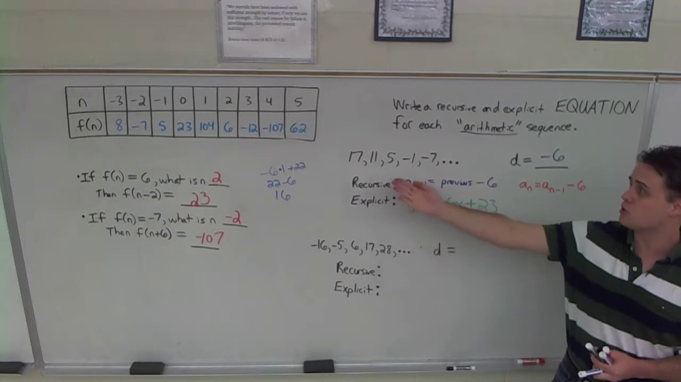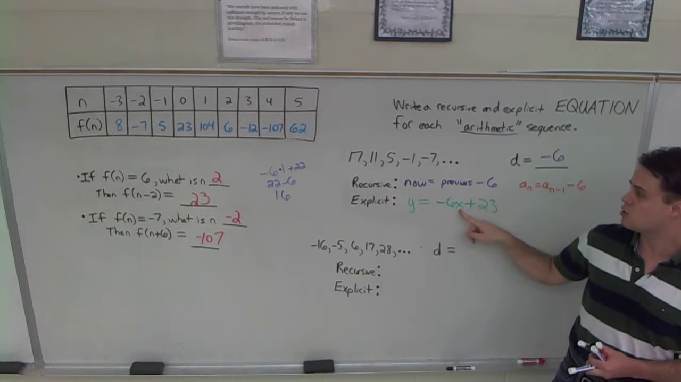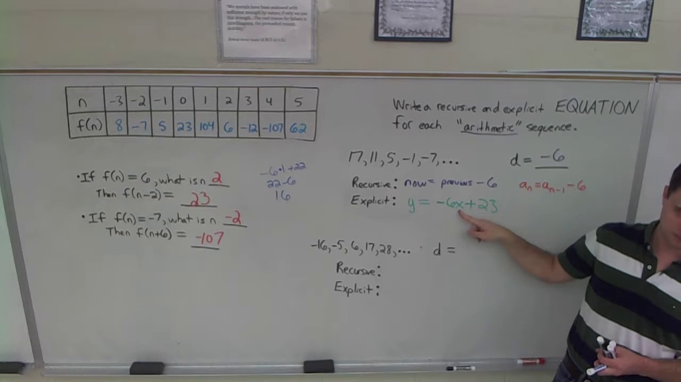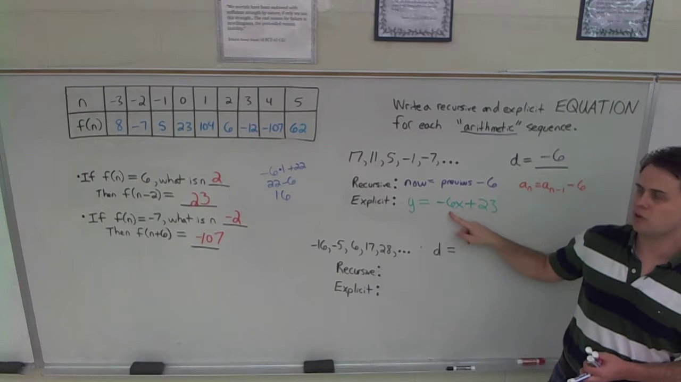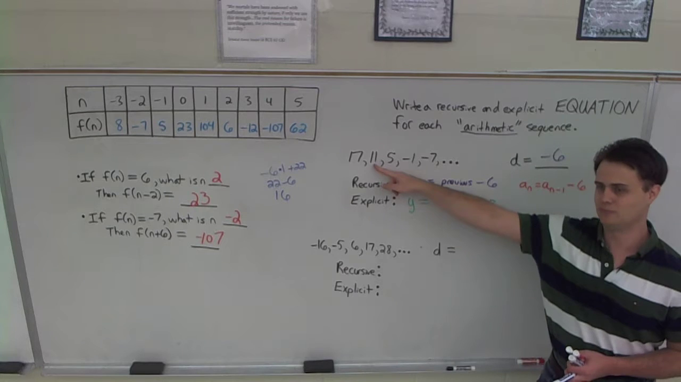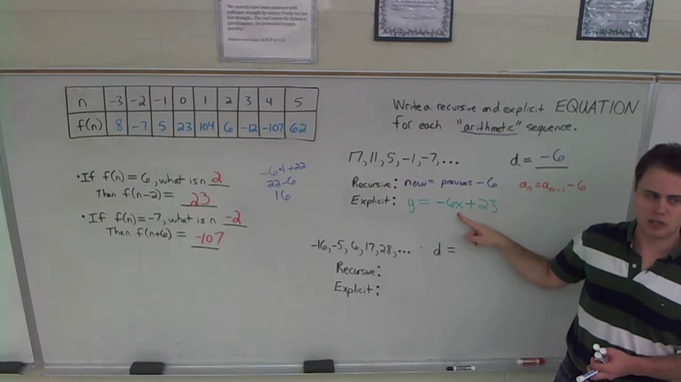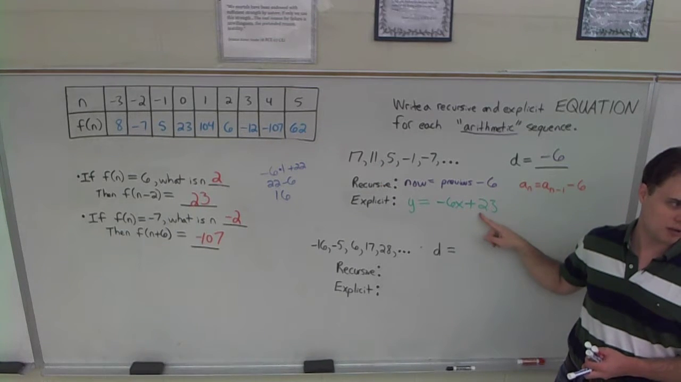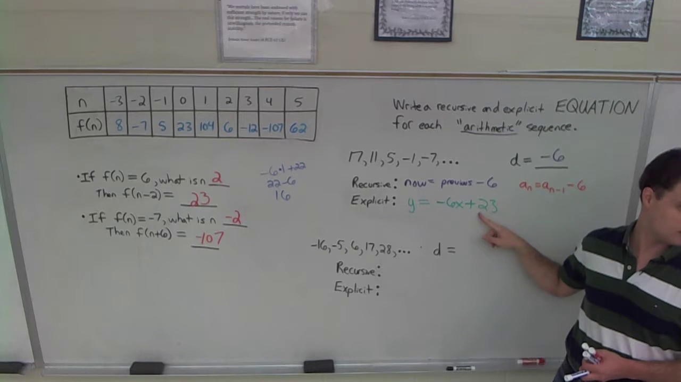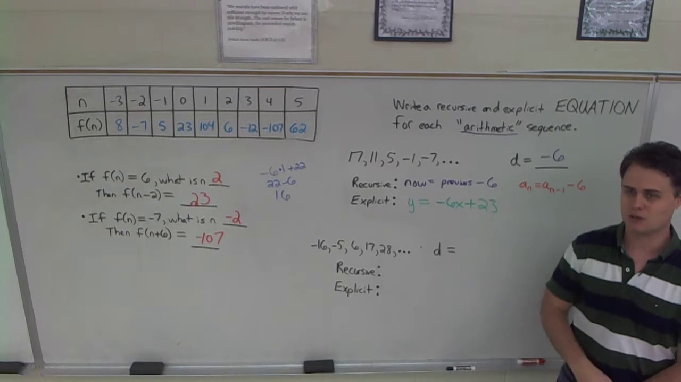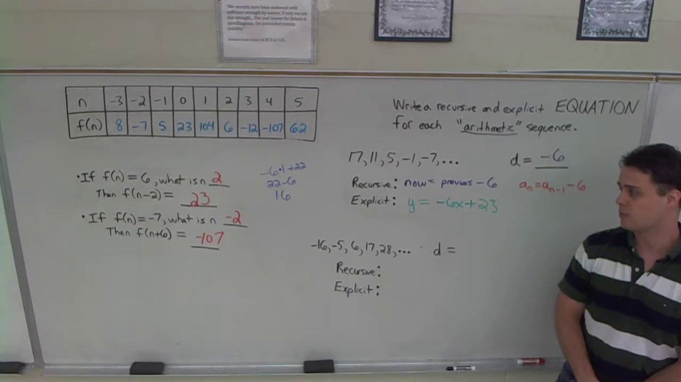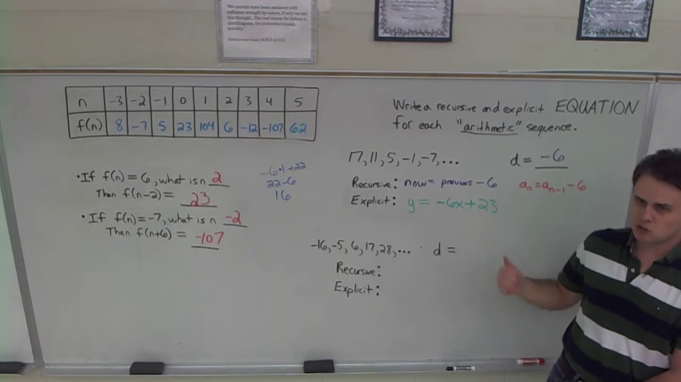How about we plug in 2 and see if we get 11? If I plug in 2, I get negative 12, right? What's 23 minus 12? 11. If I plug in 3, I get negative 18. What's 23 minus 18? 5. I told you, I called it. So that's the right answer. So you guys had a little bit of trouble getting this 23 this time.